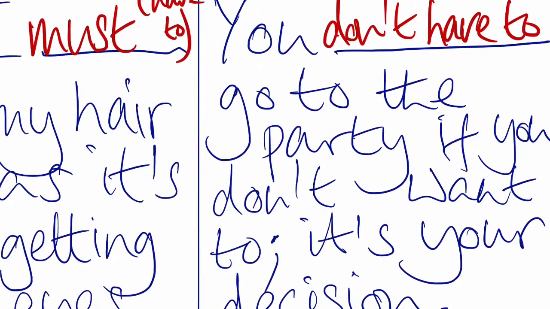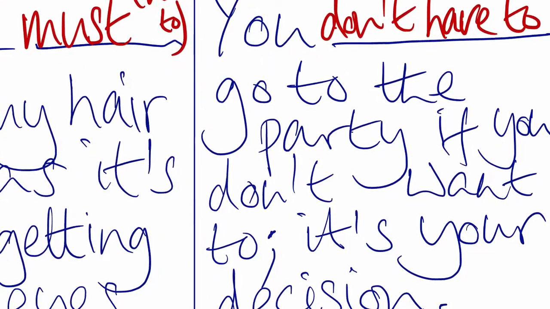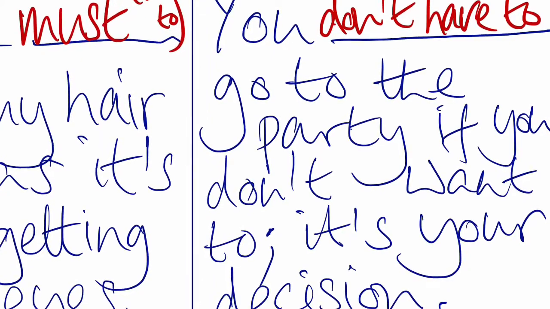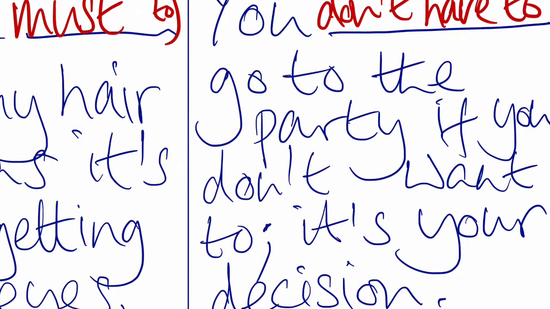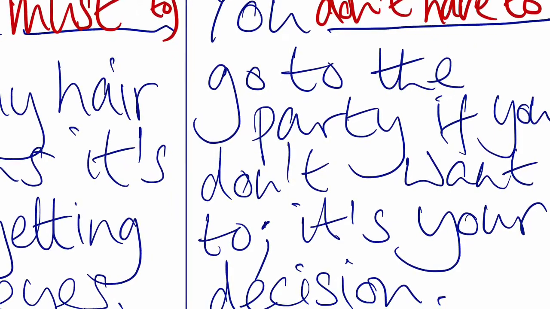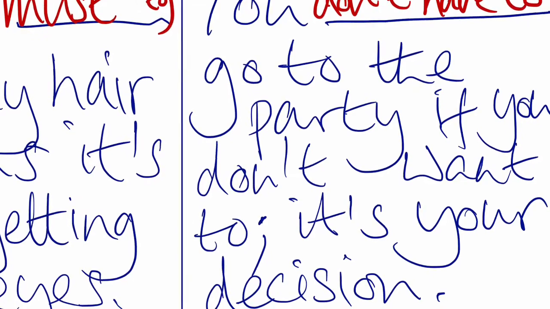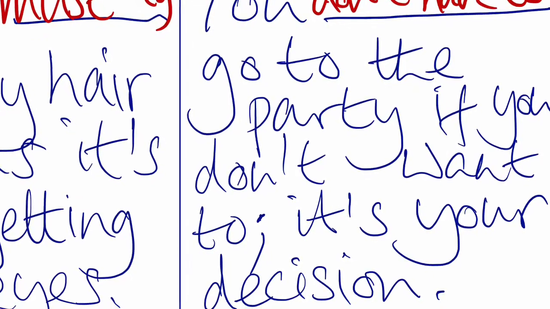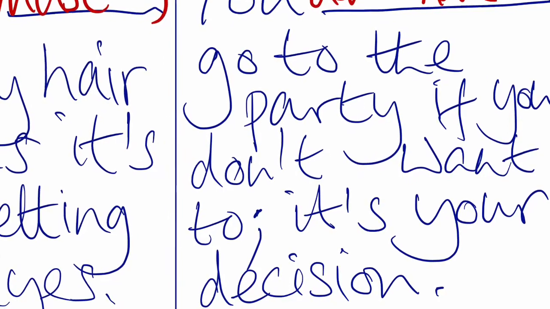You don't have to go to the party if you don't want to. It's your decision. So this is a problem area for German speakers, because you would say du musst nicht or something like that, right? But of course we use mustn't in a different way. So here we've got you don't have to go to the party.